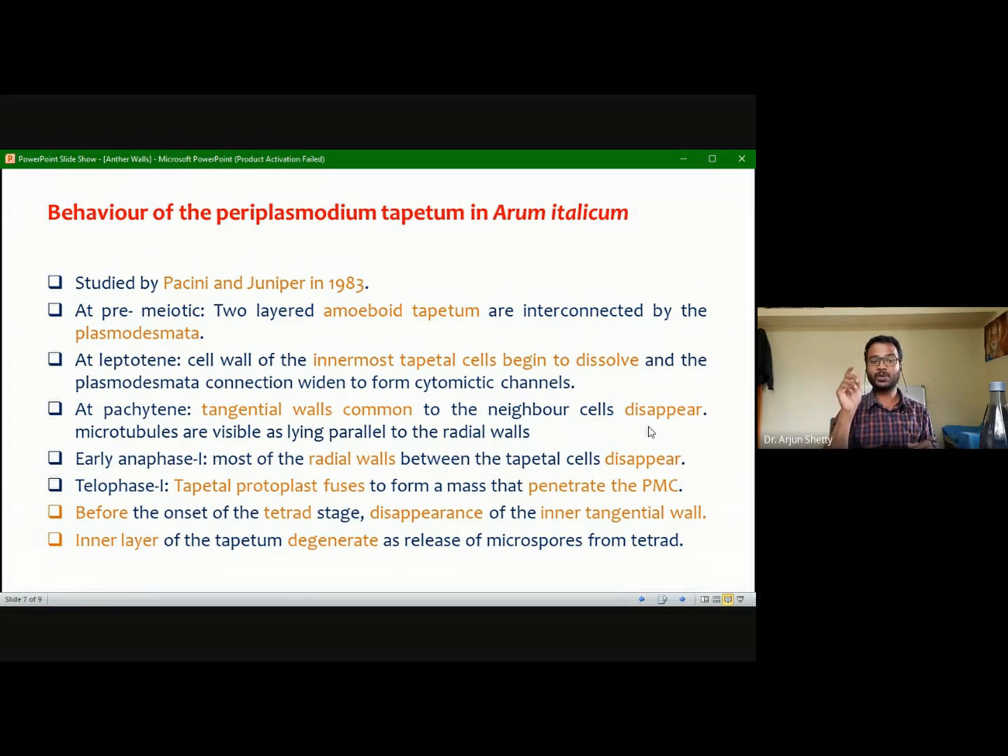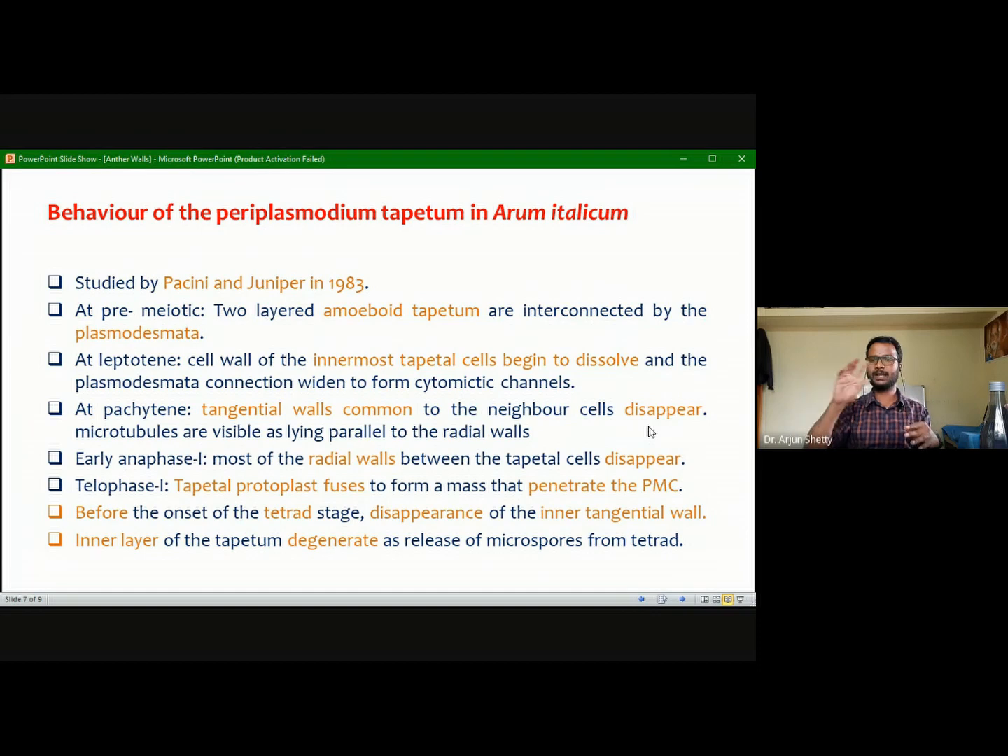During that time, we are going to see the attachment of microtubules. I think you might have heard about microtubules. These are extensively required during karyokinesis as well as cytokinesis, and they have their own role during mitotic division. So what happens when the tangential walls lose their existence? These microtubules come and lie parallel to the radial wall. So instead of the tangential wall, they are going to be seen on the radial walls, and when the microspore is at the anaphase one stage, most of the radial walls are going to vanish and disappear.